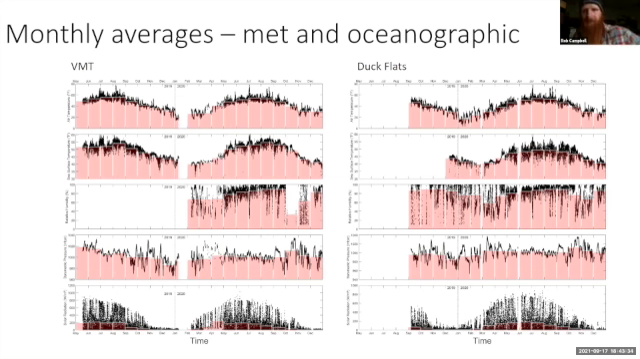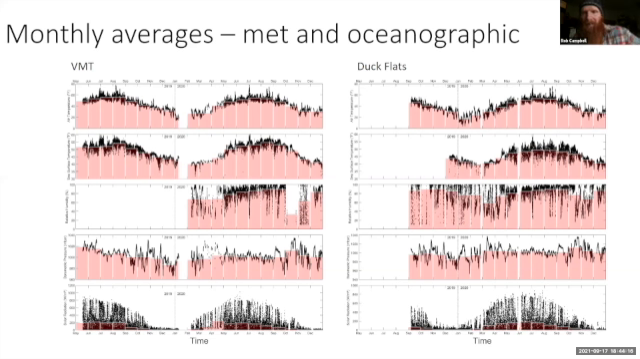These are the time series of the scalar quantities from the two buoys, the VMT on the left, Duck Flats on the right. I've plotted air temperature, sea surface temperature about 1 meter below the surface, the relative humidity, barometric pressure, and solar radiation. For people like me who like to drink from the fire hose, I showed basically all the data. Every black point is an observation. And then those red bars are the monthly averages. And it's pretty much what you'd expect to see from a subarctic situation like we're in. Obviously, warm in the summer and then cool in the winter.